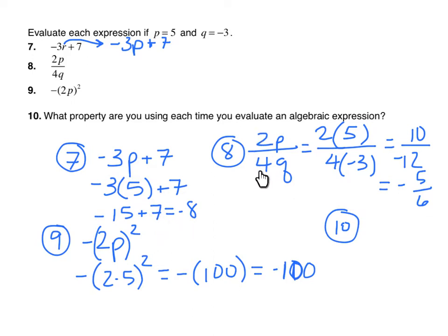Now this is one where I could simplify here first to make this 1/2, but I chose instead to just do it straight, so I plugged in the 5 and the negative 3. We get 10 on the top, negative 12 on the bottom. Simplify, negative 5/6. Here we have a negative sign on the outside, the math to do on the inside, and then we're squaring it. So 2 times p, or 2 times 5, which is 10. 10 squared is 100. Tack the negative sign on afterwards because it was outside the parentheses. And what operation, or what property, are we using over and over again? The substitution property. Onward.